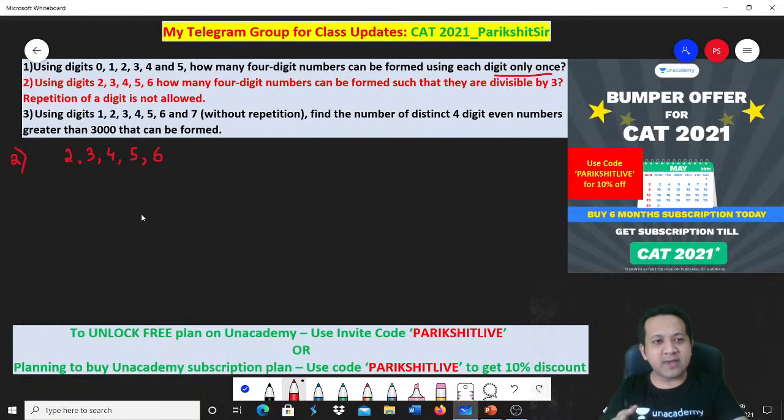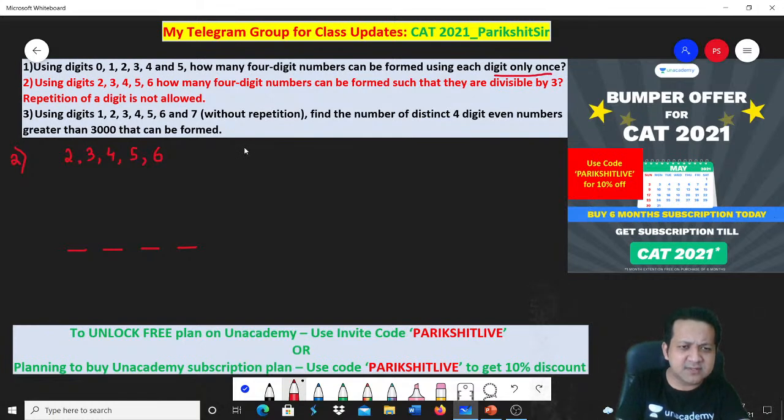Now they say you need to form 4-digit numbers. If you need to form 4-digit numbers, in other words, you need to exclude 1 digit. Correct? Now, first of all, let's look at the sum of all the 5 numbers. Can I say 2 plus 3 is 5, 5 plus 4 is 9, 9 plus 5 is 14, 14 plus 6 is 20. The sum of the 5 numbers is 20.